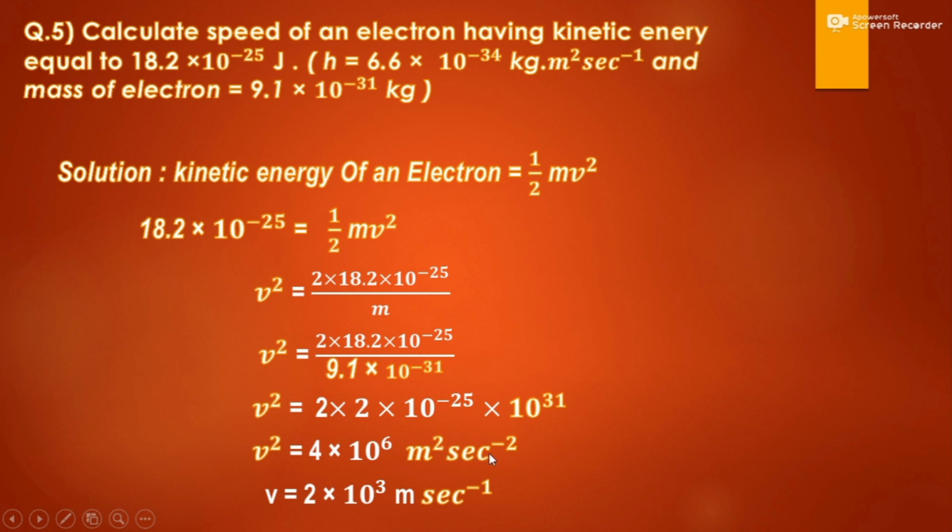Here we have v square, but we have to calculate the speed of the electron, so after taking the square root we get the velocity v. Taking the square root from both sides, the square root of v square is simply v. The square root of 4 is 2, and the square root of 10 raised to 6 is 10 raised to 3. The square root of meter square is meter, and the square root of second raised to minus 2 is simply per second. So this is the solution of this problem: the speed of the electron is 2 into 10 raised to 3 meter per second.